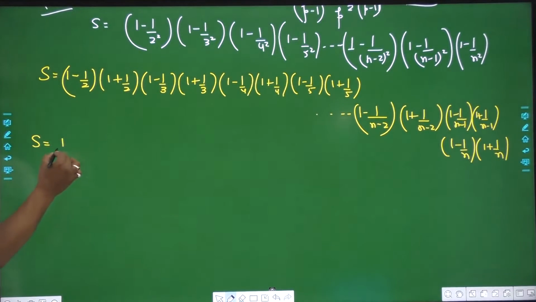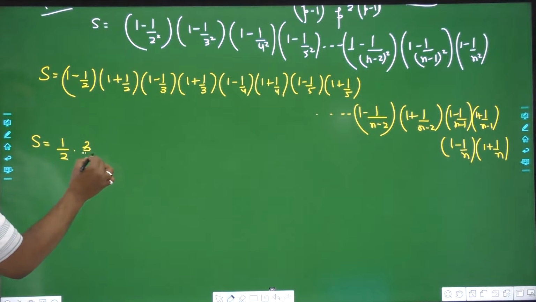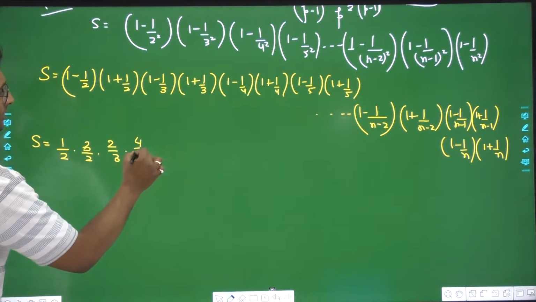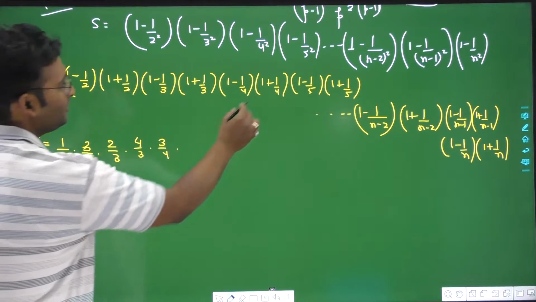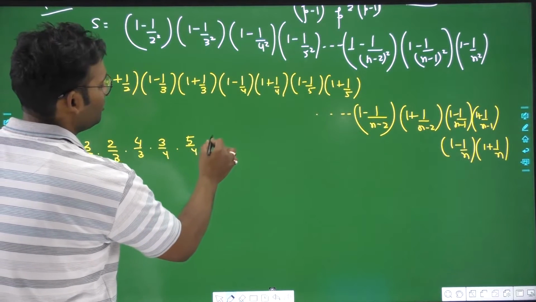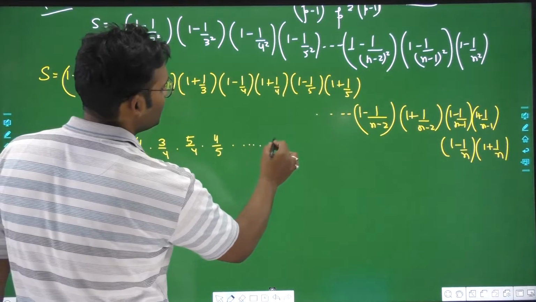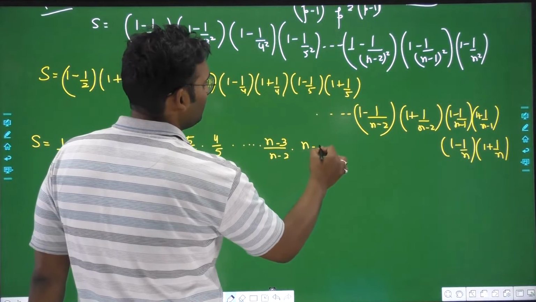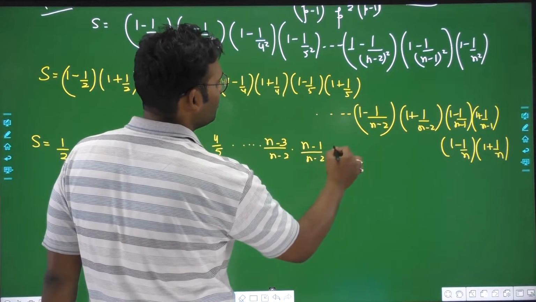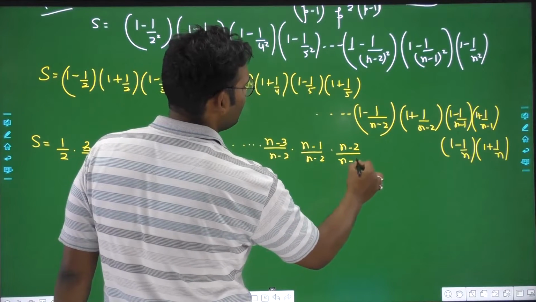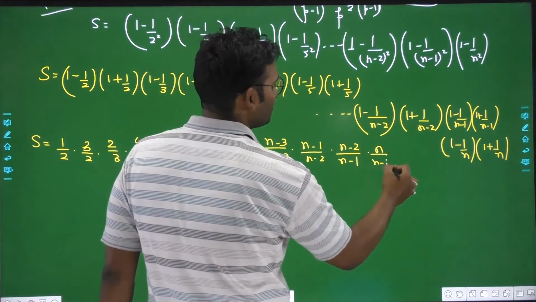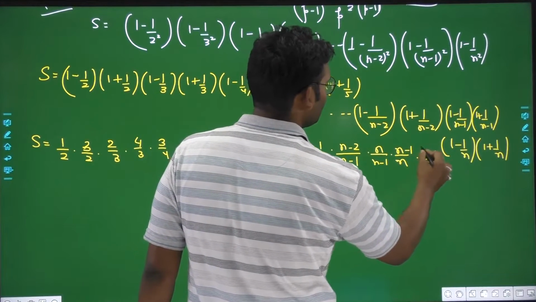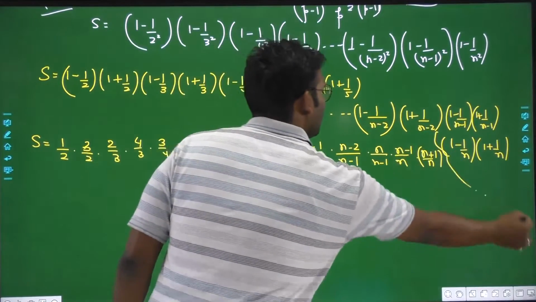So S will be equal to what? 1/2 into 3/2 into 2/3 into 4/3 into 3/4 into 5/4 into 4/5 dash dash dash. Here you will get (n-3)/(n-2) into (n-1)/(n-2) into (n-2)/(n-1) into n/(n-1) into (n-1)/n into (n+1)/n. So this is how you are getting it.